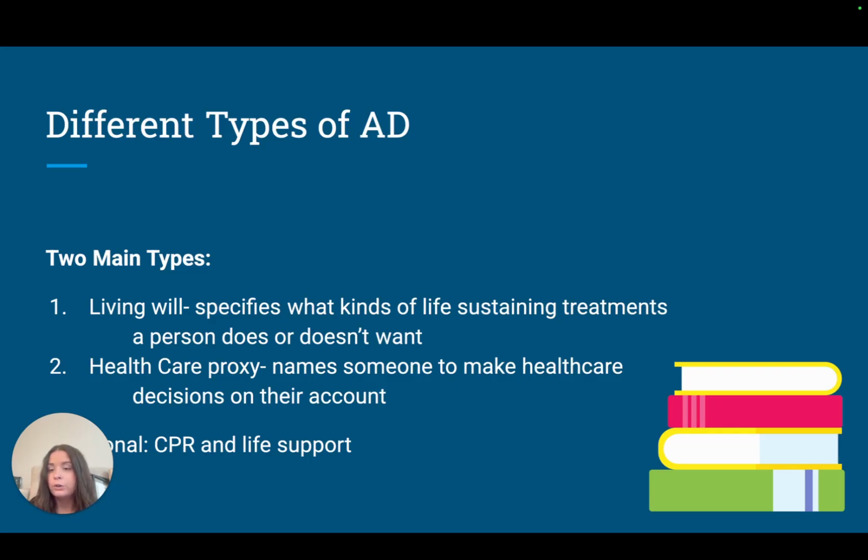On the other hand, you could have a healthcare proxy. These are also known as durable power of attorney for healthcare. This just names someone to make healthcare decisions on their behalf in case they are not able to. This type is often more flexible because medicine can be unpredictable. It allows someone the patient trusts to make decisions in the moment.